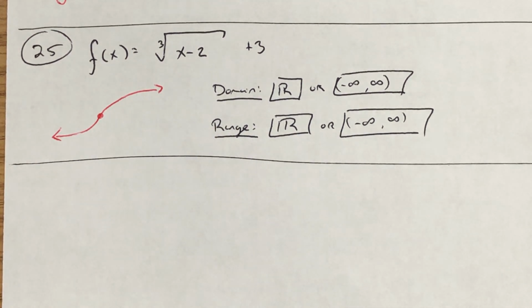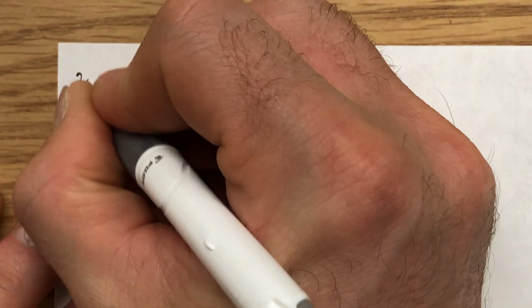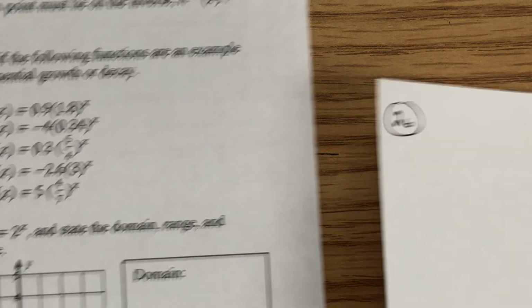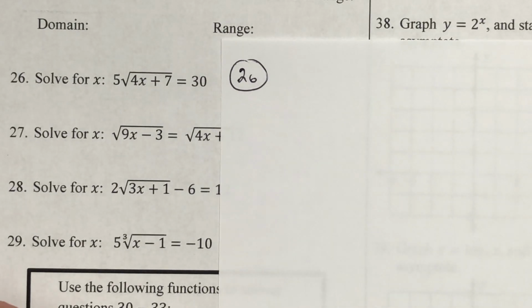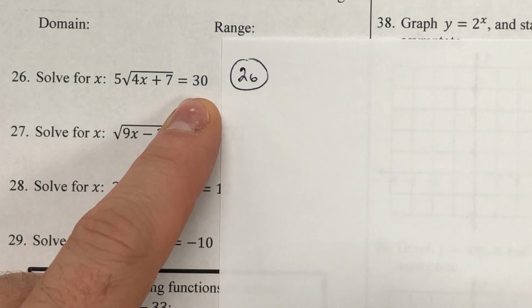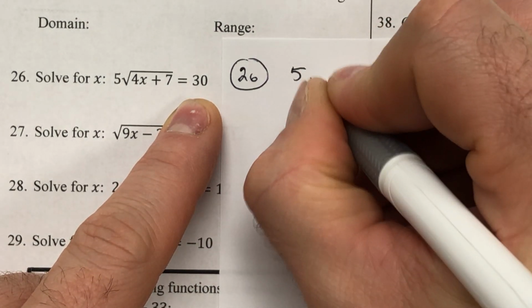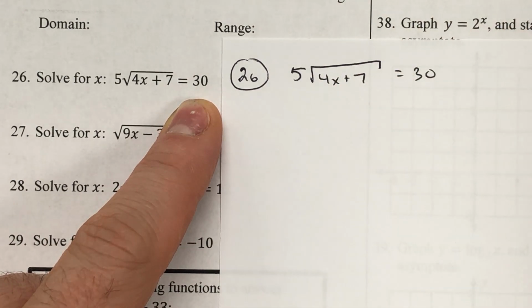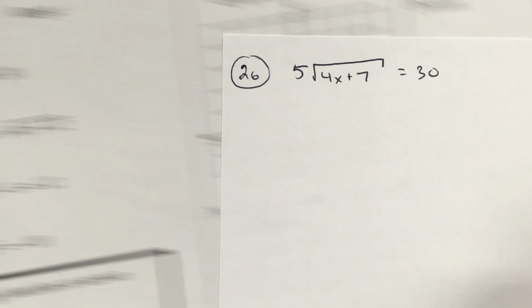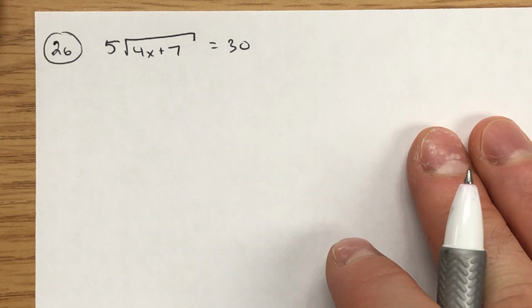Do we have enough room for number 26? We're going to pop over to a new sheet of paper for this one. Okay. So number 26. Number 26 is we're solving an equation. So solve for x. So I have 5 root 4x plus 7 equals 30.